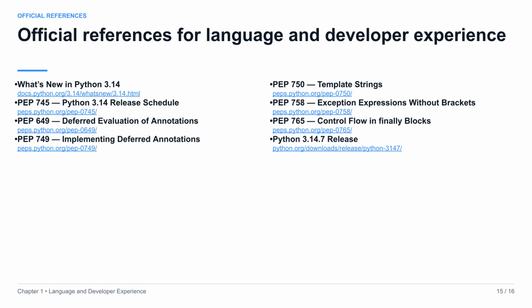These official documents separate the implemented behavior from the design rationale. The What's New guide is the best current overview because it is updated along the maintenance line. The individual Python enhancement proposals explain why deferred annotations, template strings, exception grammar, and finally warnings were designed as they were. The release schedule establishes support timing, while the current release page confirms the latest maintenance build. When a proposal and the maintained documentation differ in operational detail, prefer the current documentation for behavior, and use the proposal to understand goals and trade-offs.